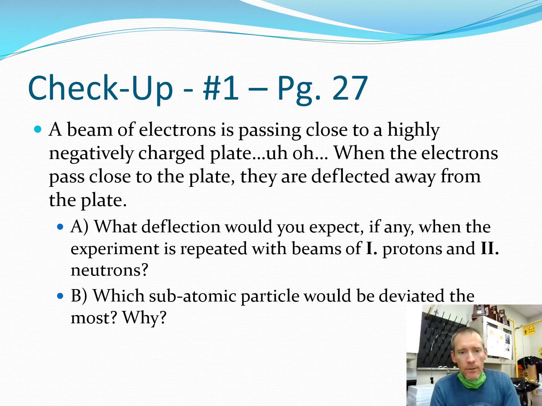So checkup number 1. A beam of electrons is passing closely by a highly negatively charged plate. When the electrons pass close to the plate, they are deflected away from the plate. So what deflection would you expect, if any, when the experiment is repeated with beams of protons and beams of neutrons? And which subatomic particle would be deviated the most, meaning the most deflection, and why? Would it be the proton, the electron, or the neutron that gets deviated the most, and then why?